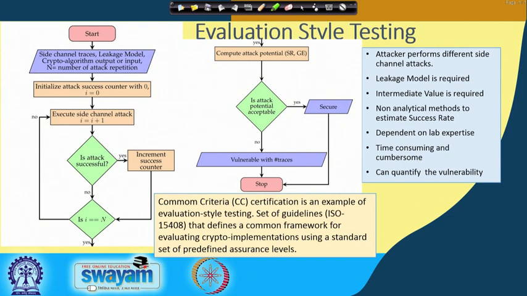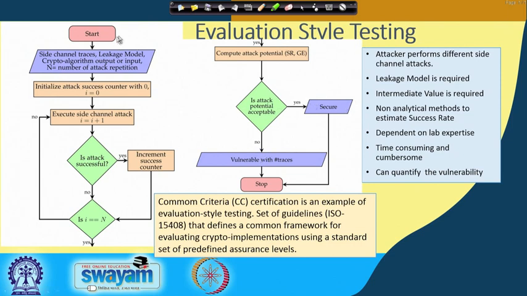There are different styles which have been proposed in the literature. Two of the most common styles, and the first that I will start with, is called the Common Criteria certification, which is an example of evaluation style testing. This approach was standardized in ISO 15408. It defines a common framework for evaluating cryptographic implementations using a standard set of predefined assurance levels. What we do here is depicted by this flow chart.